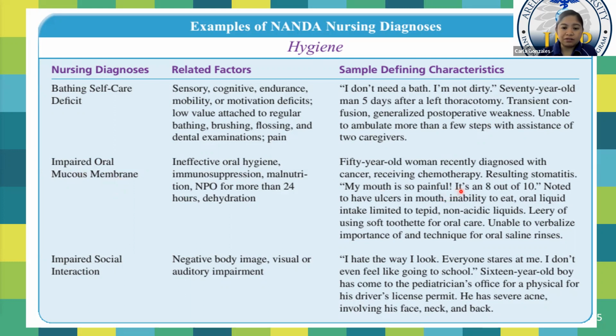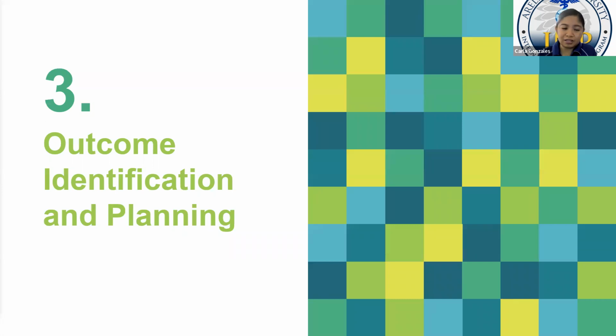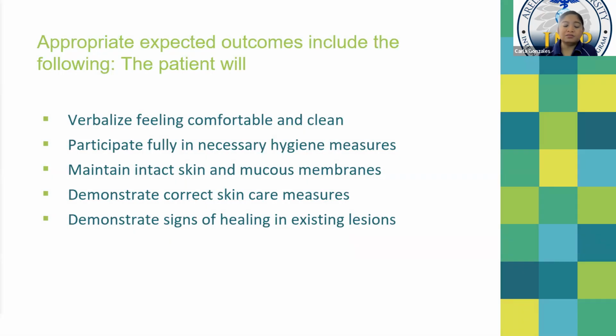Painful mouth sores, and then you would see visible inflammation on the mouth. And then this one is more of a psychological effect: impaired social interaction. Okay, so once you have identified your assessments and your nursing diagnosis, you are now ready to provide a plan of care to guide your intervention.